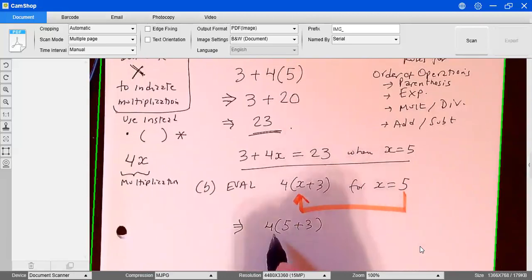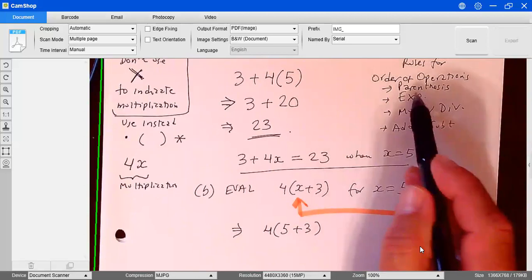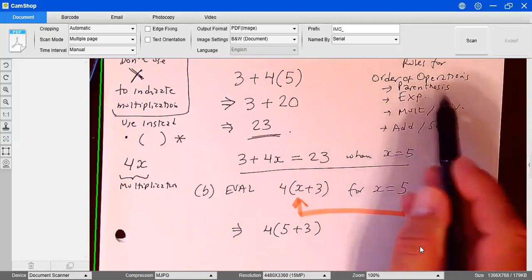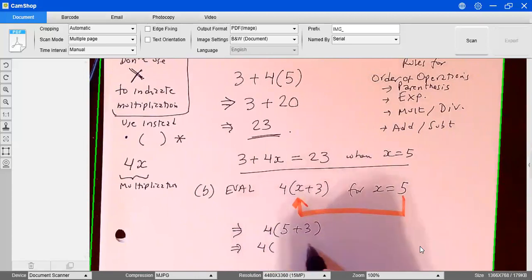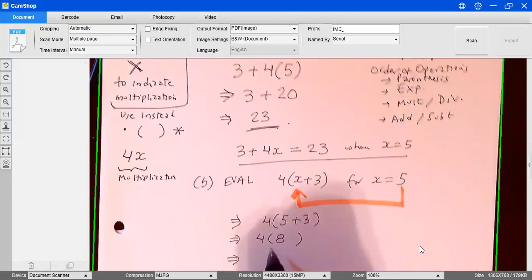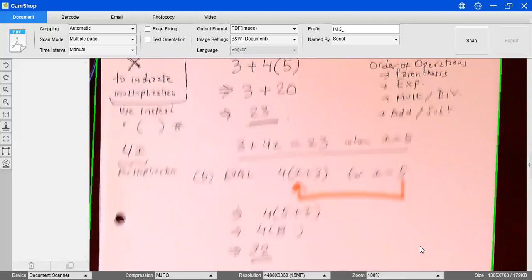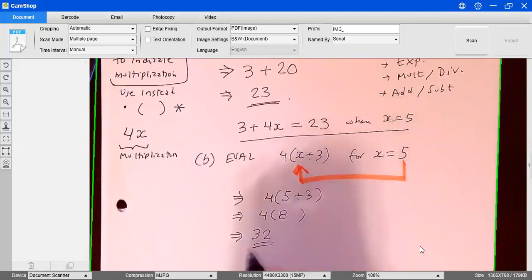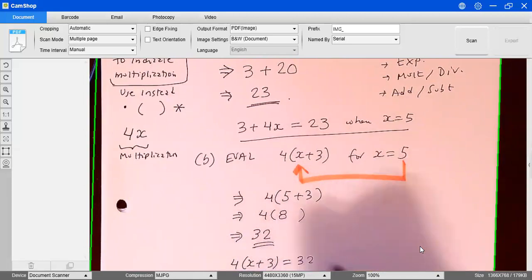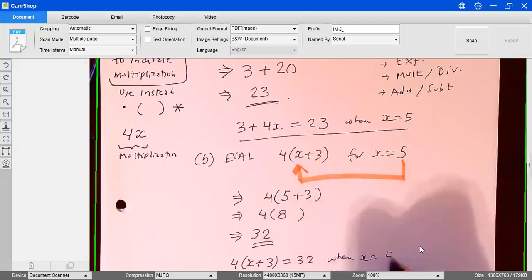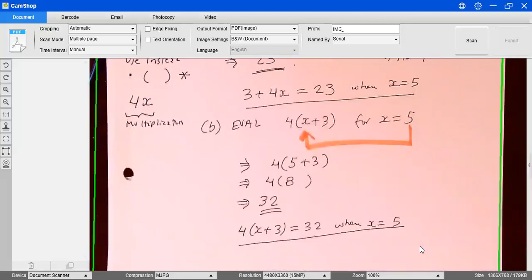And then now we see that first we need to perform every operation that is enclosed in parentheses. So in this case, we're gonna work first the parentheses. So 5 plus 3 is gonna be 8. Then the final step is 4 times 8 is gonna be 32. So that's the result of evaluating this expression. So we can write that 4 times x plus 3 is gonna be equal to 32 when x equals 5. So we need to write the full sentence to understand what we were doing.